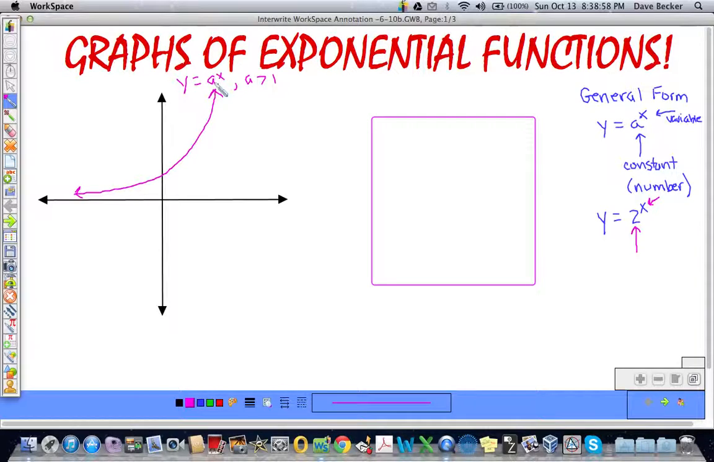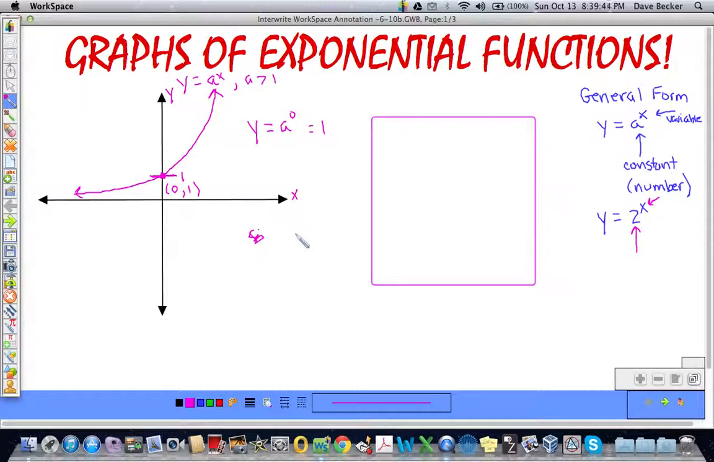And if we're of this form, a to the x, and we're not adding or subtracting a constant, then the graph of an exponential function will always intersect the y-axis at 1. Why is that? What is the coordinate of this point? It's 0 for x, 1 for y. If we replace x with 0, y equals a to the 0, and as long as a is not equal to 0, a to the 0 is equal to 1.